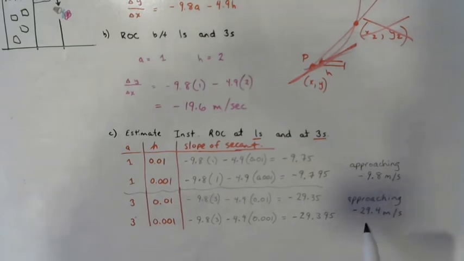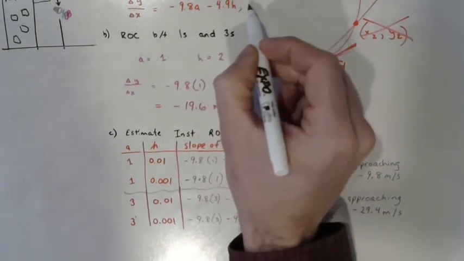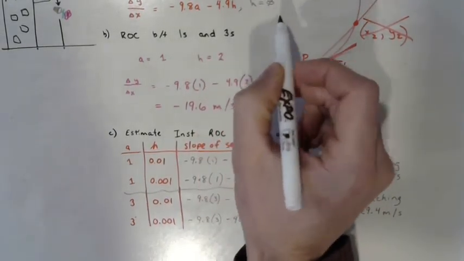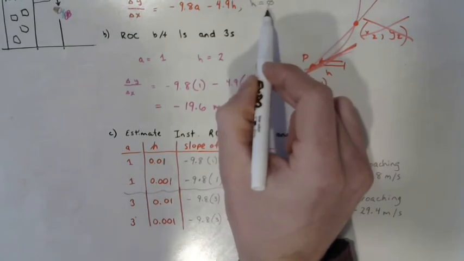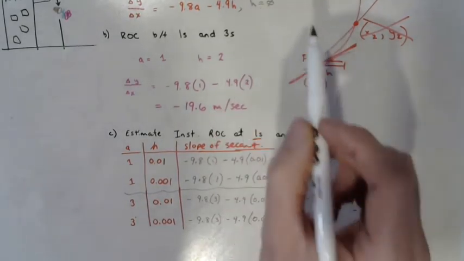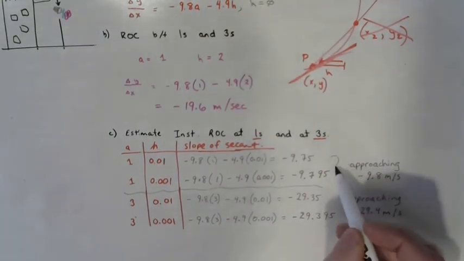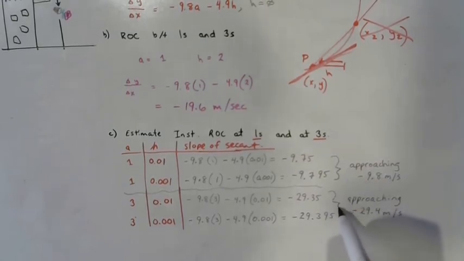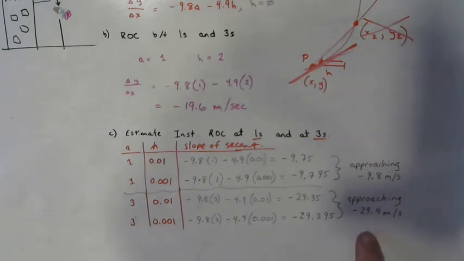Now, remember, we can't say definitively that the speed at this point is 9.8 meters per second, or that the speed at 3 seconds is 29.4 meters per second, because that would make the change in h, that would make the interval 0, okay? And that can't happen. So using this type of math, we can get closer and closer and very close, and we can estimate and we can say it's approaching this, okay?